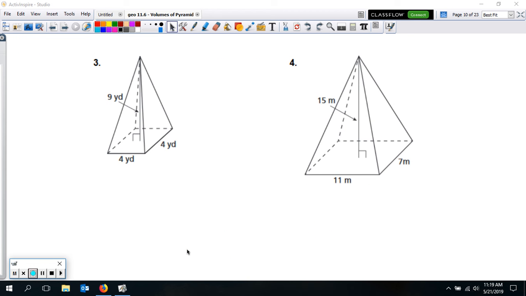Okay, so for number 3 and 4, go ahead and pause the video and just try these two. And then once you're finished with these two, go ahead and play the video so you can check your work.